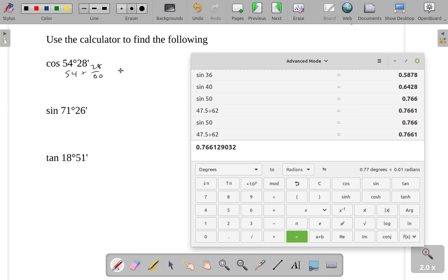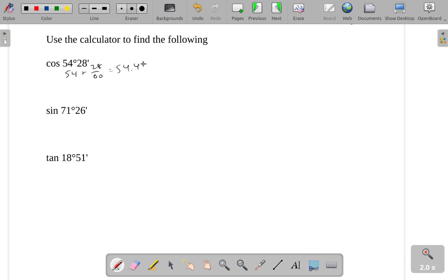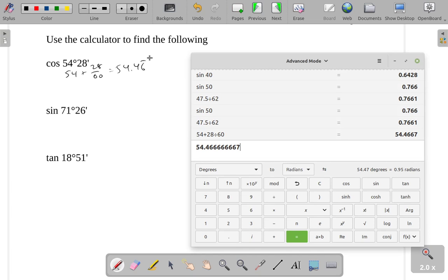Pull out my calculator. 54 plus 28 over 60, because a minute is a 60th of a degree, so this gives me 54.46 repeating. And actually, I'm fine with just putting this into the calculator. I'm going to do cosine of that.